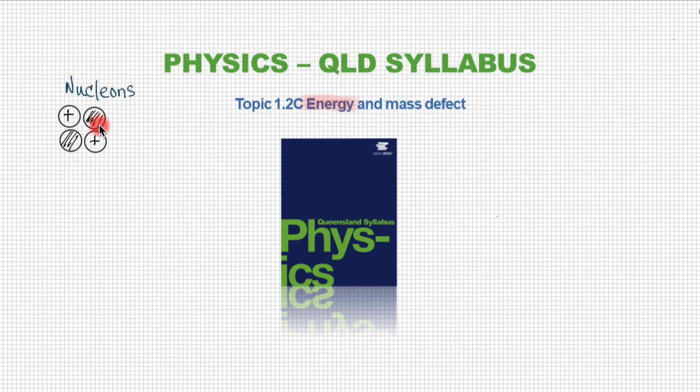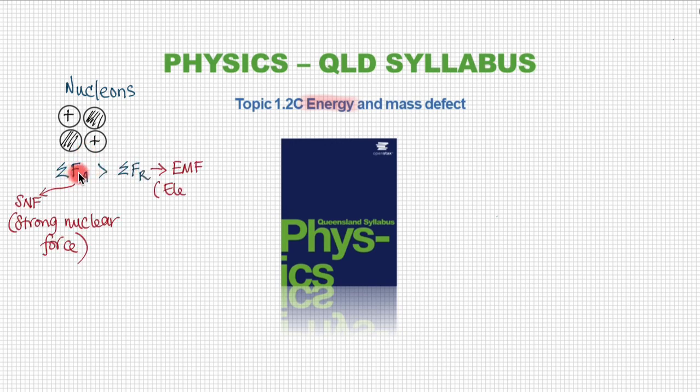So here are our nucleons, here's our nucleus, and we know that the sum of the strong nuclear forces, the attractive forces that is, must be greater than the repulsive forces, which are the electromagnetic forces, in order for the nucleus to be stable. The abbreviation we're going to use for electromagnetic force is EMF.